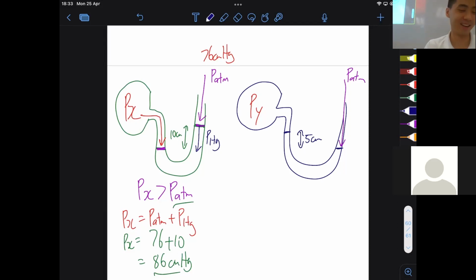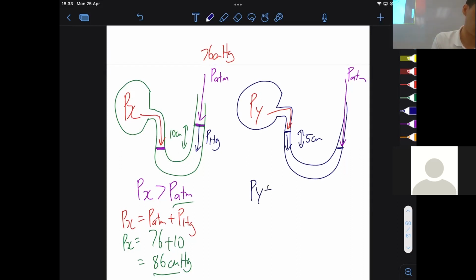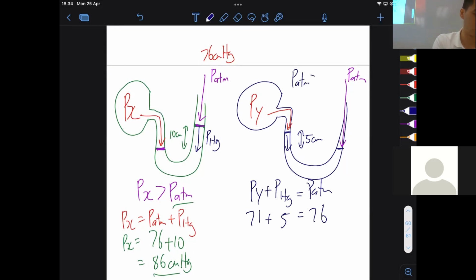Yeah, more or less. So if you don't understand, just try to draw the arrows. First things first, the atmospheric pressure is acting on the right. Then here on the left, there is pressure from the gas, and then there is pressure from the liquid. So if I were to write an equation, it would be pressure Y plus pressure of mercury equals pressure of atmosphere. This will be 76, this will be 5, then naturally this must be 71, which makes sense because here the pressure of the atmosphere for sure is greater than the pressure of Y.